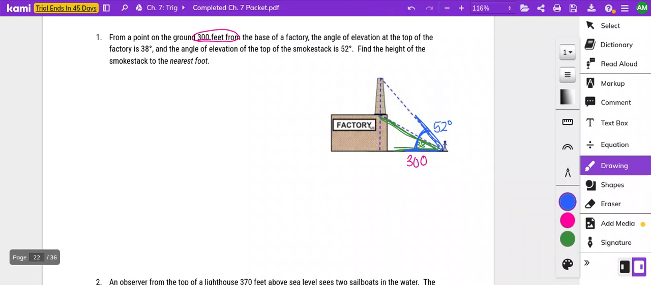And we're going to need to find the total height of just the smokestack. So I'm going to put an X in this diagram. Now notice, I'm not finding the whole thing. I'm only needing to find a part. So because I'm finding a part, I'm going to write myself a note that I'm going to need to subtract.